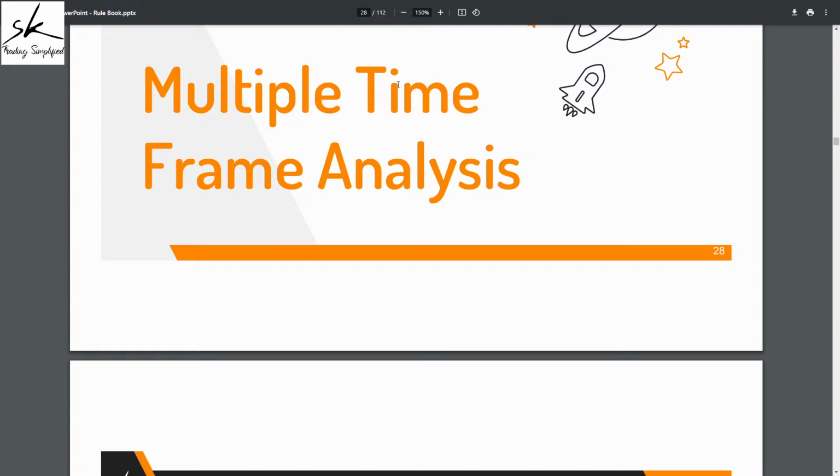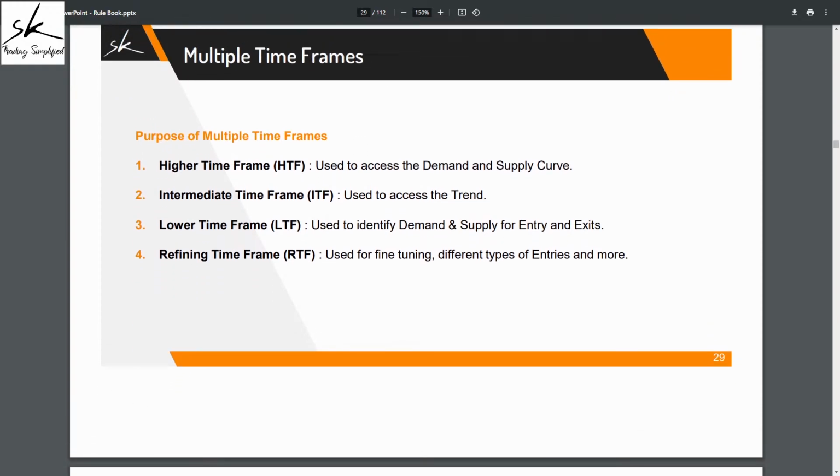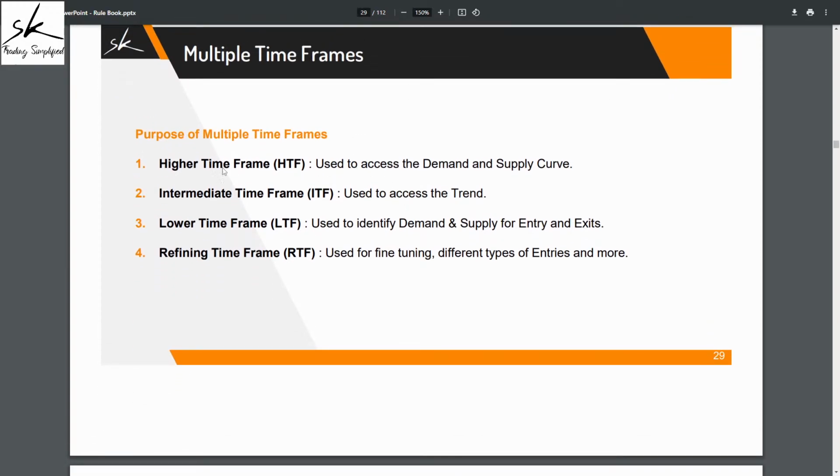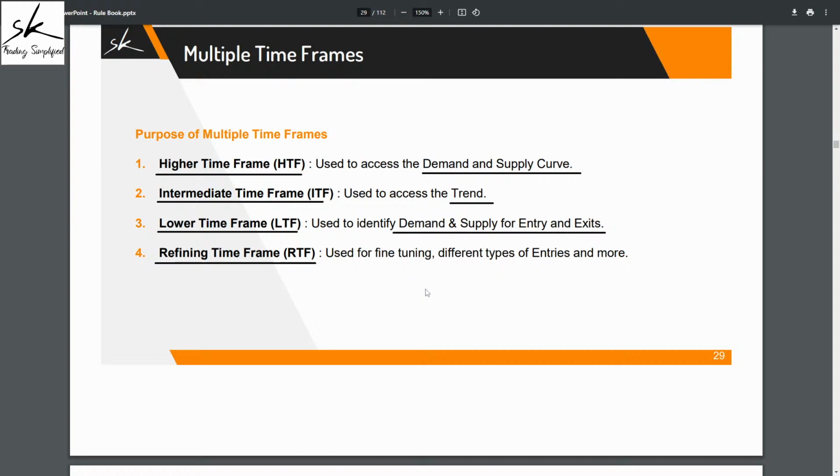So what are the multiple time frames we use? We use a minimum of four different time frames, and we call them the higher time frame HTF, intermediate time frame ITF, lower time frame LTF, and the refining time frame RTF. Now, every time frame is used for a specific purpose. Higher time frame is used for demand supply curve analysis, intermediate for trend. On the lower time frame, we identify areas of demand and supply for our entries and exits.